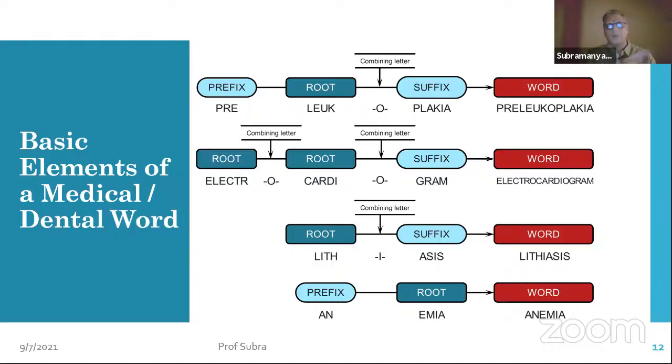Most often, the combining letter is O. Occasionally, we can have I as a combining letter. Example, lithiasis has got I as a combining letter. And not all words will have a combining letter. There are some instances where we don't use a combining letter. So the cardinal rule is that if the root word starts with a vowel, like for example here, emia, okay, then there is no combining letter required. For example, anemia, we don't have anoemia or anaemia, emia, okay. So that is the cardinal rule regarding the basic elements of a word.